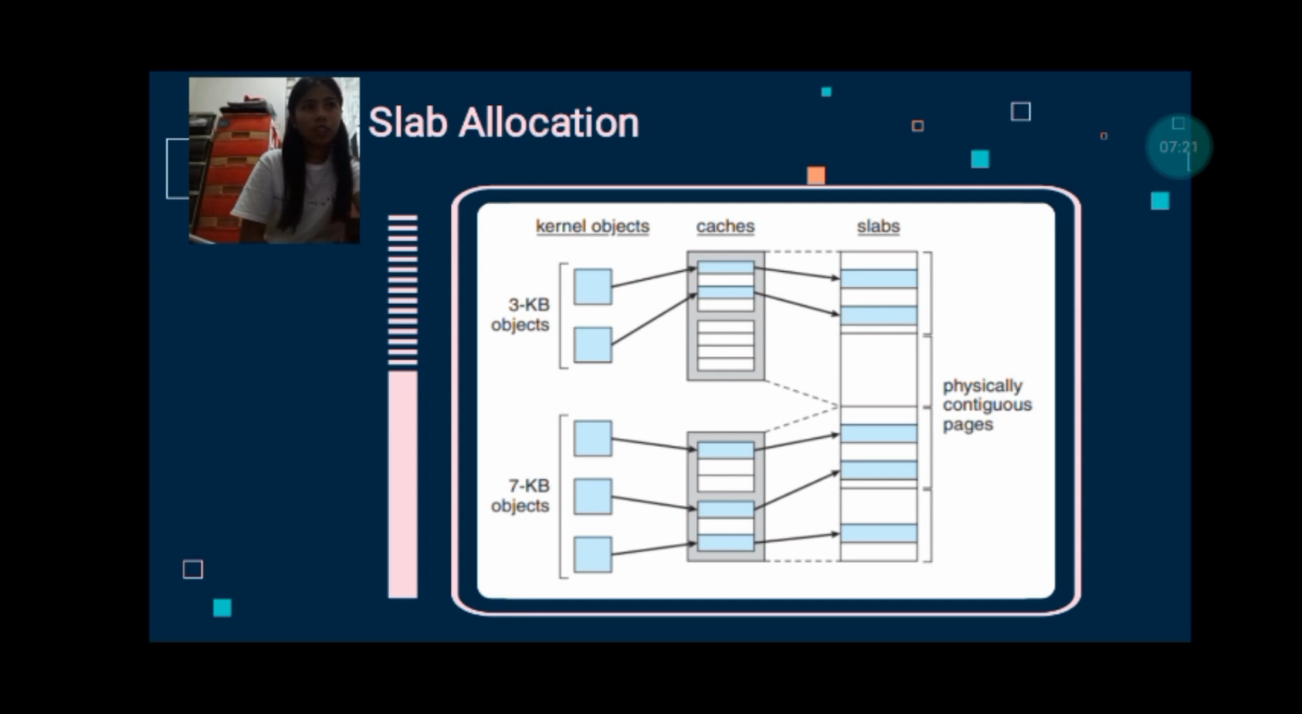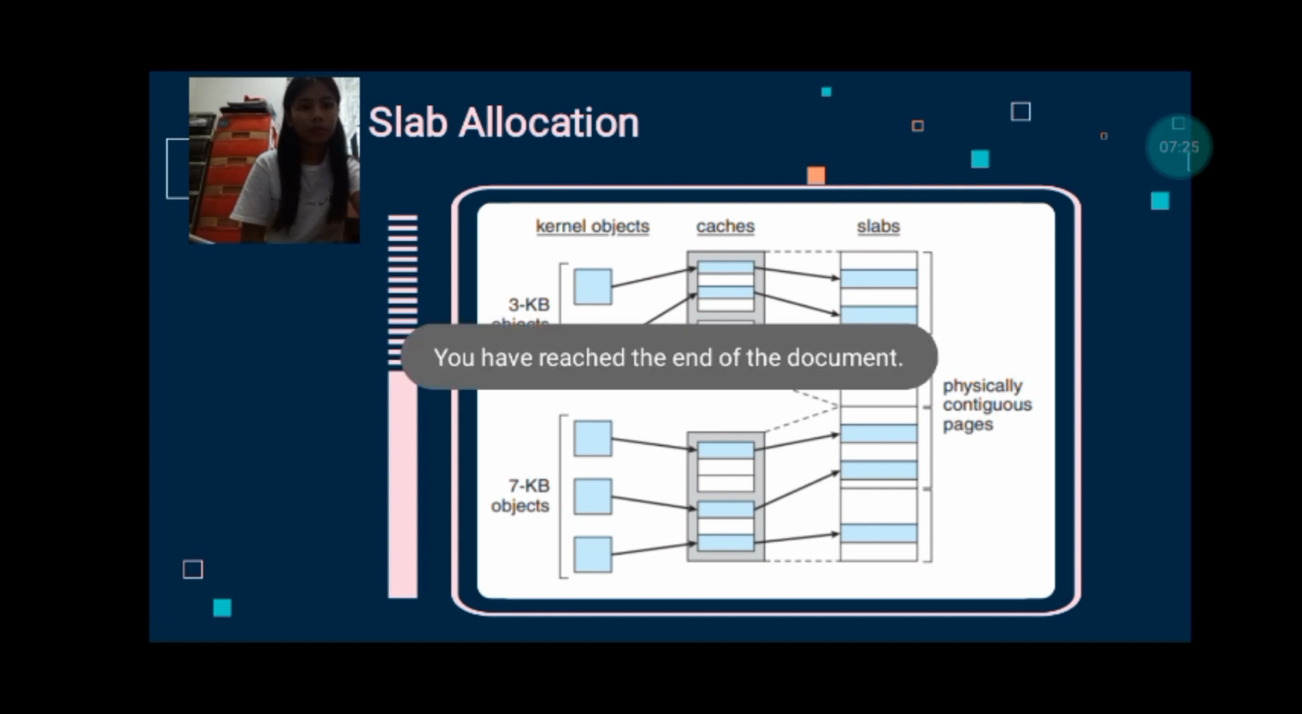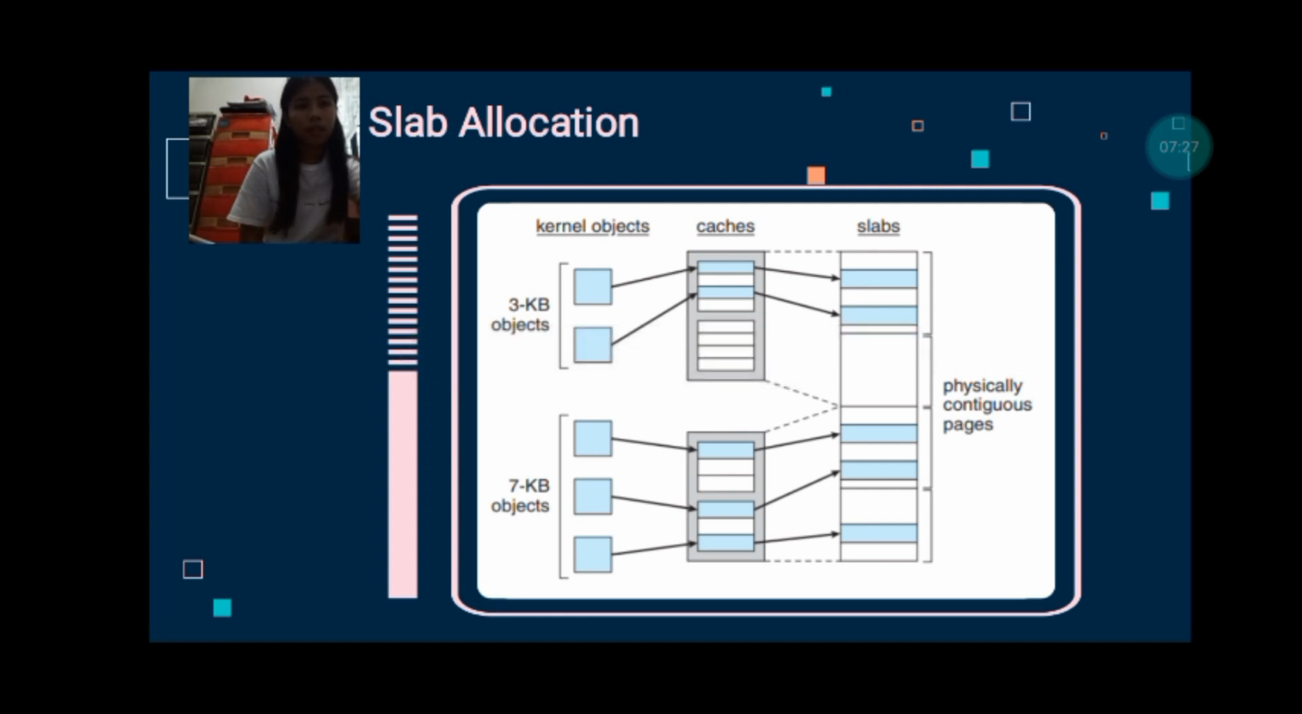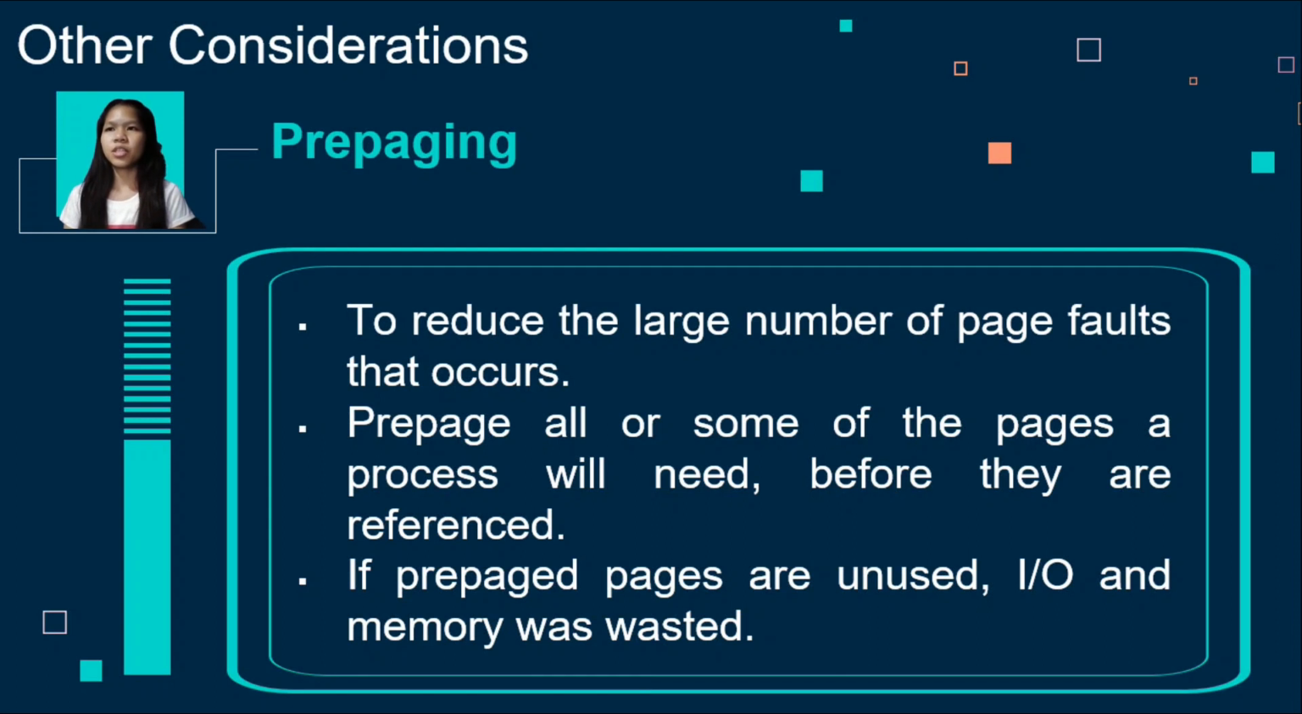So, yun lamang po. Prepaging: to reduce the large number of page faults that occur. For instance, when a swapped-out process is restarted, all its pages are on the disk, and each must be brought in by its own page fault. Prepage all or some of the pages a process will need before they are referenced.